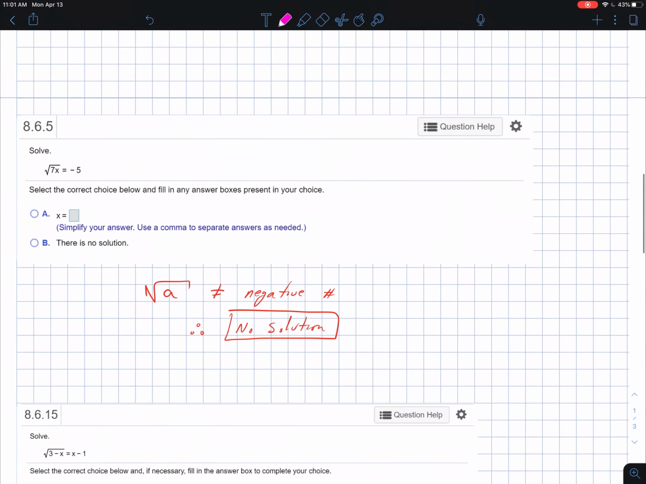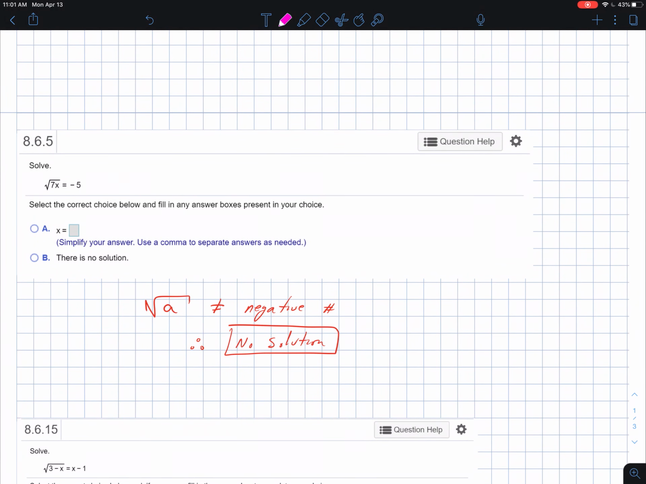Okay, here's another example, a very basic one. Solve the square root of 7x equals negative 5. Well, the square root of any number cannot be negative, right? At least as far as we know right now, we're not talking about complex or imaginary numbers yet. So this is simply no solution. There's no way to do that, okay?